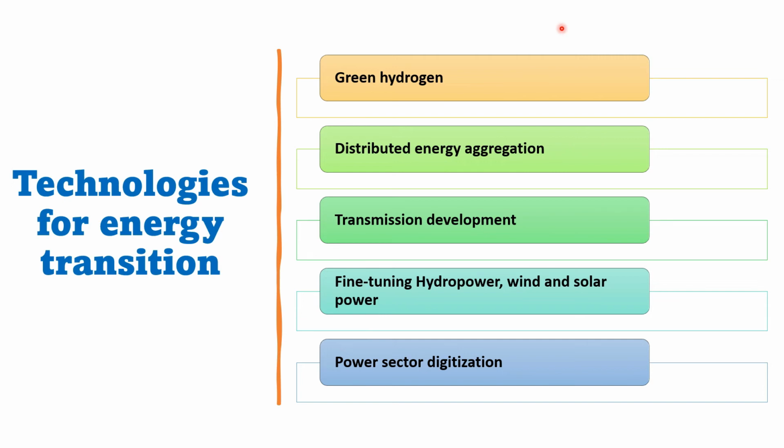And then the fine-tuning of hydropower, wind, and solar power. Hydroelectricity is the largest source of renewable electricity in the world, providing around 16.6% of the world's total electricity. That was the statistic in 2015.